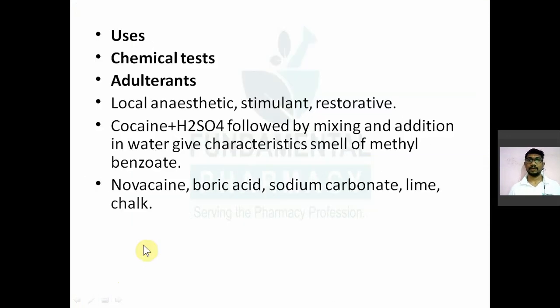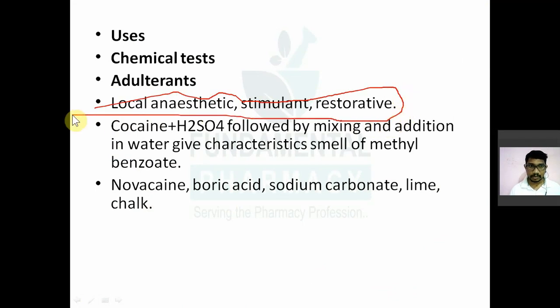Next point: what are the uses, chemical test, and adulterant for coca? Coca is used as a local anesthetic. It is a CNS stimulant and restorative. It is a drug of abuse; it stimulates a lot, so people take it. So, drug of abuse. Then, cocaine plus sulfuric acid, followed by mixing and addition of water, will give the characteristic smell of methyl benzoate.